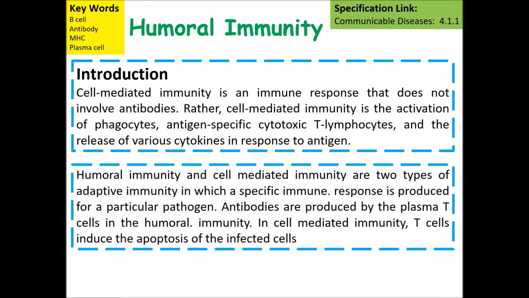So the way that humoral immunity differs from this is that humoral immunity is a type of immunity that will produce antibodies. The antibodies are produced by plasma cells, which will go and bind to the antigen which is being presented by the pathogen.